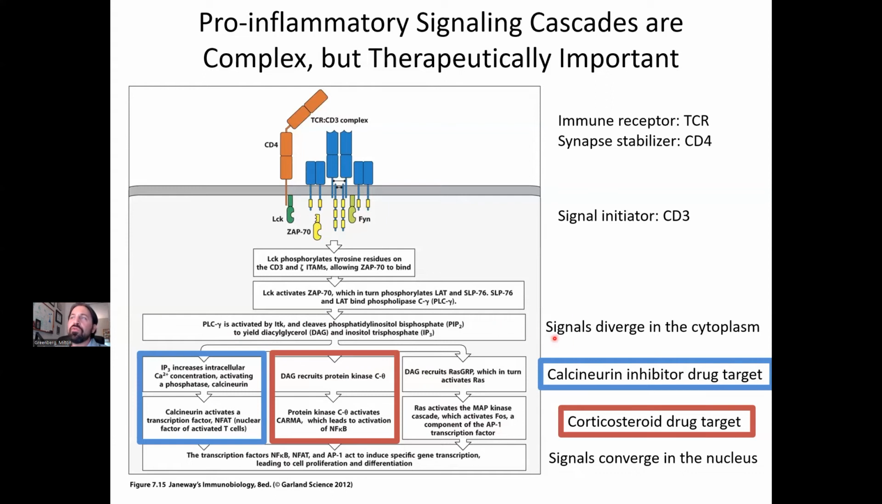So we see these signals diverge in the cytoplasm, and then they're going to converge on the nucleus. What's the deal with that? Why do we need this single receptor up here, and then we get this divergent signaling activating all sorts of transcription factors, and then all these things converging back into the nucleus to drive cell proliferation and differentiation? Why can't we just do one process? And the reason for having these divergent and convergent pathways is that these are checkpoints.